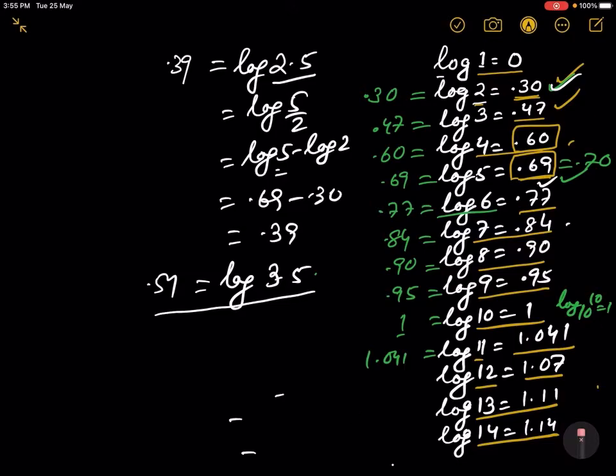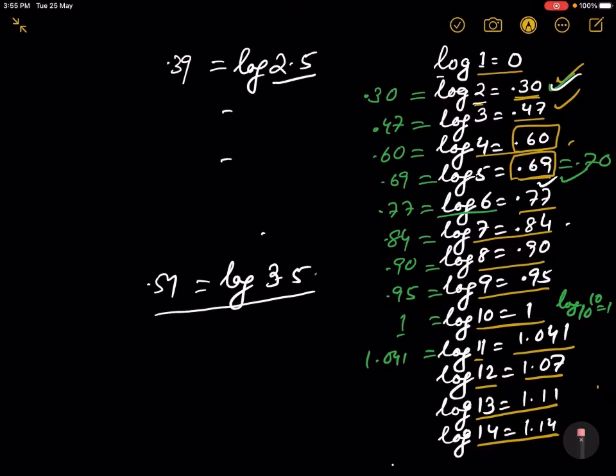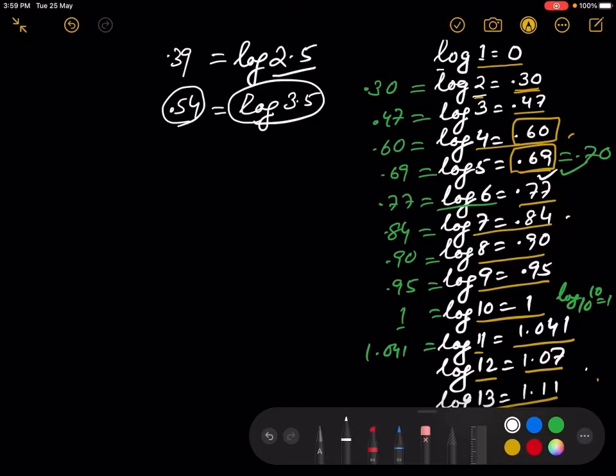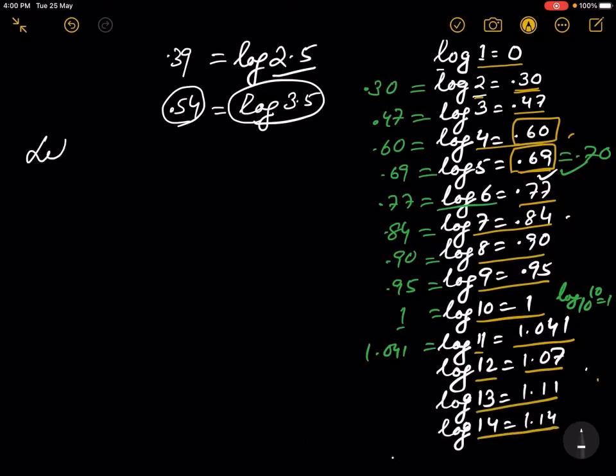Now we have to do some anti-log without using a log and anti-log table. We have to remember these things. Let us calculate anti-log of 5.47.